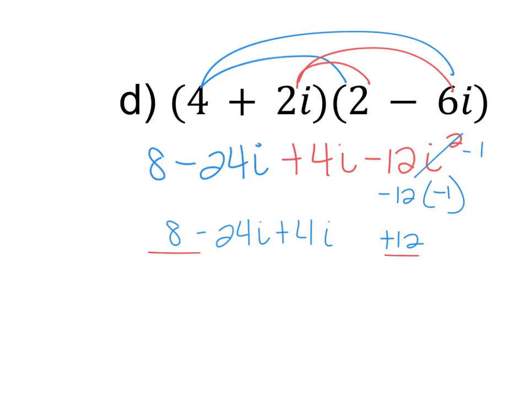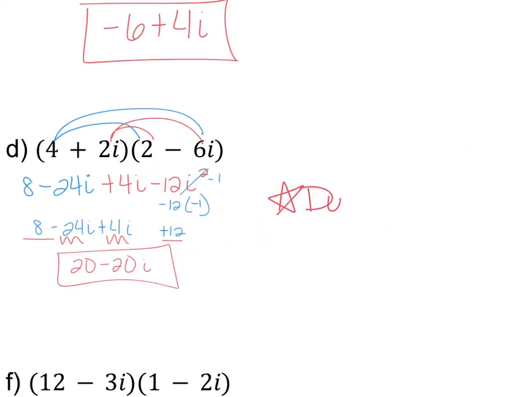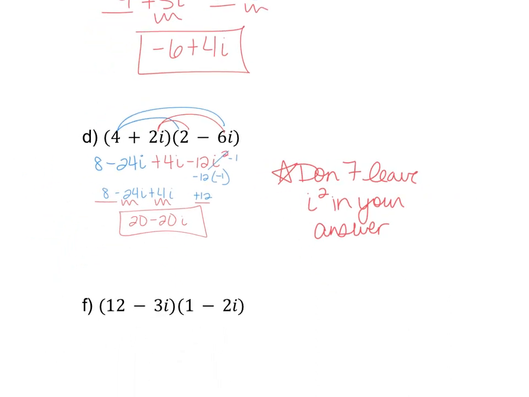And let's go ahead and combine our like terms. So 8 plus 12 would give me 20. Always write your real numbers first. Negative 24i plus 4i would give me negative 20i. Okay, so let's write another little note. Don't leave i to the second power in your answer. Okay, so it always needs to be turned into negative 1.